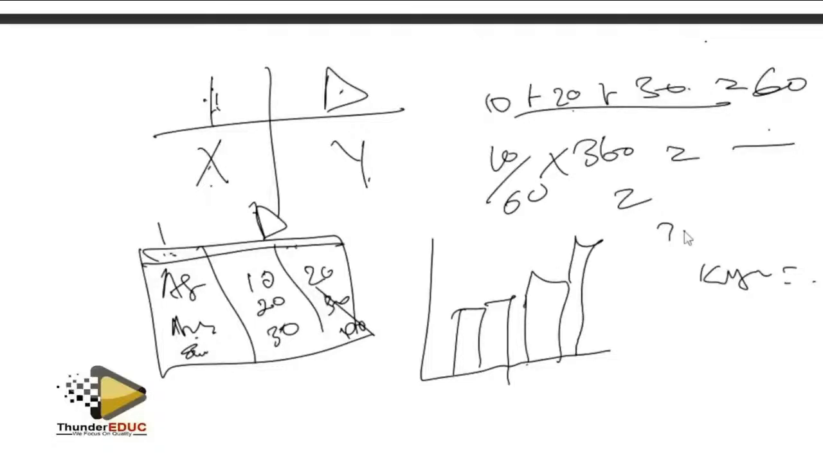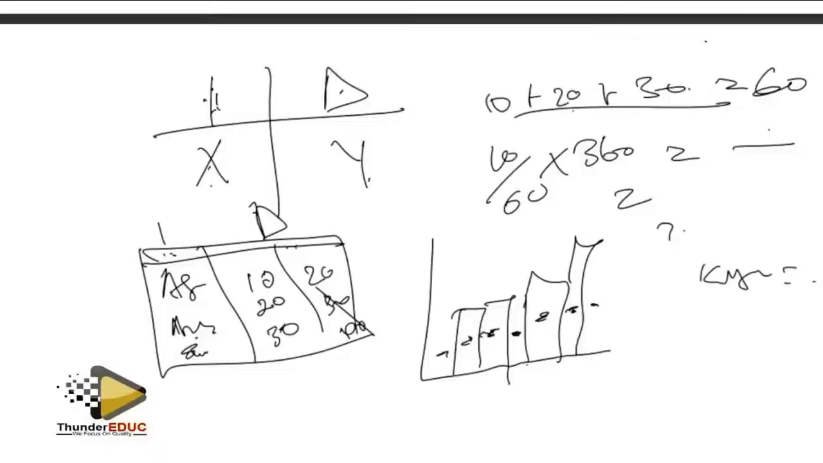Then a space. Now, these bars must be the same. If this bar is not the same as this, you lose a mark. The size must be the same. These spaces must be the same. If those spaces are not the same, you lose a mark. That's how kids lose marks with these graphs.